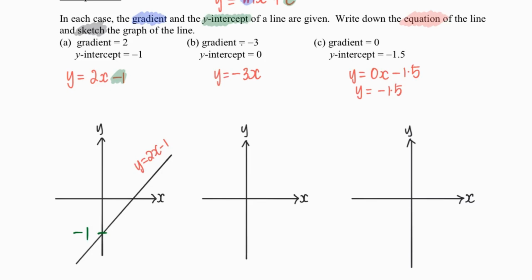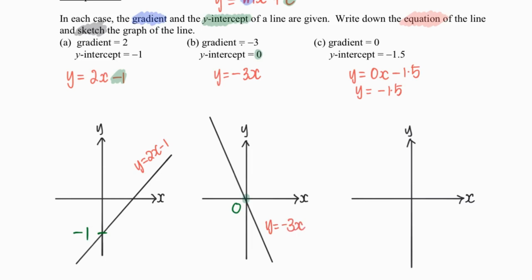Y equals to negative 3x, and negative means you have to slope downwards. Negative 3, so it's slightly steeper, and do take note, it must pass through y equals to 0, x equals to 0. Since the y-intercept is 0, it must pass through the origin. That is the y-intercept. And of course, please also indicate the equation of the line.